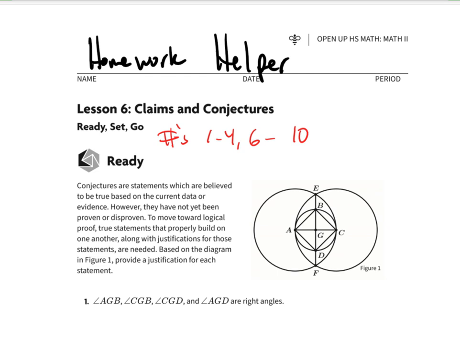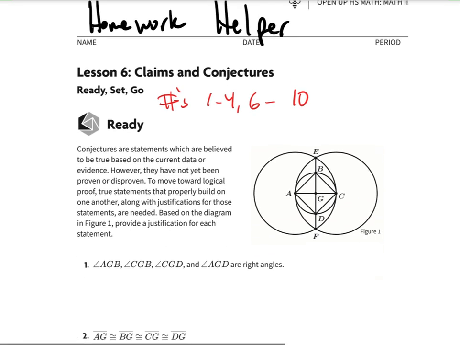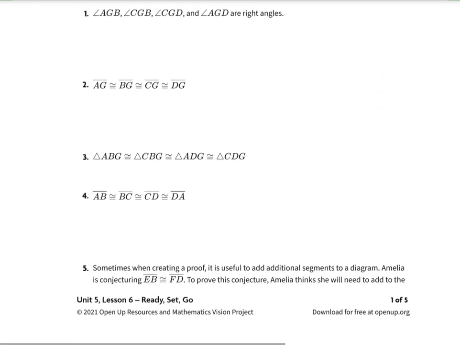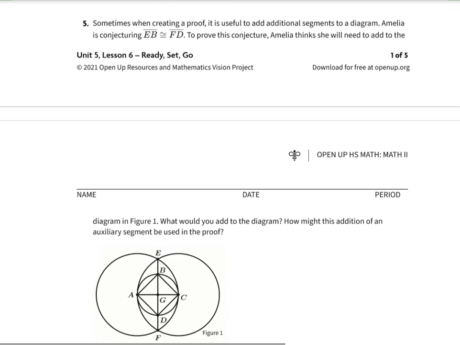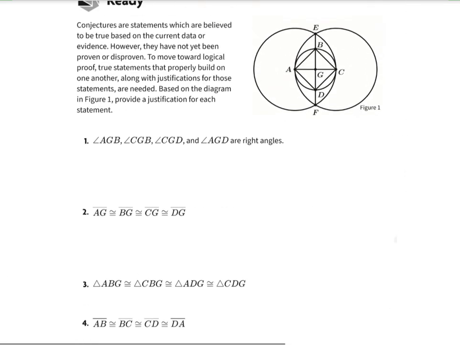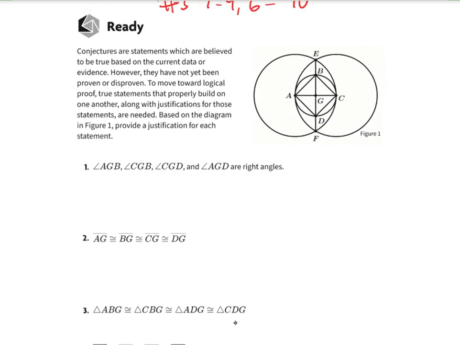Today we are looking at Lesson 6 from Unit 5, questions 1 through 4 and then 6 through 10. So the questions 1, 2, 3, 4 that we're going to be looking at involve Figure 1, which is this guy right here. So here's Figure 1. We're going to be using this one for 1 through 4.